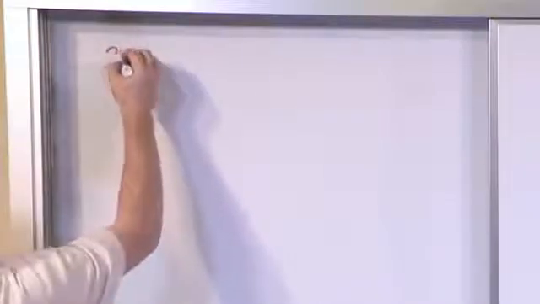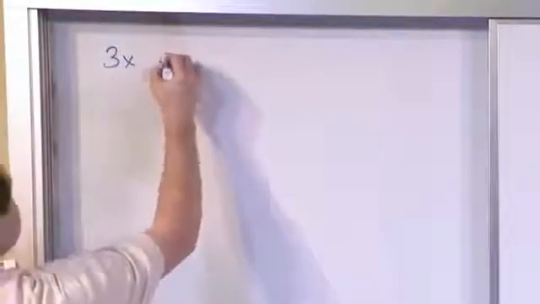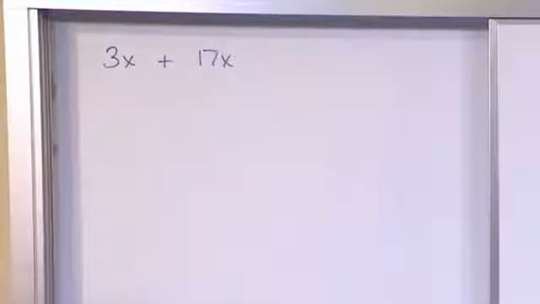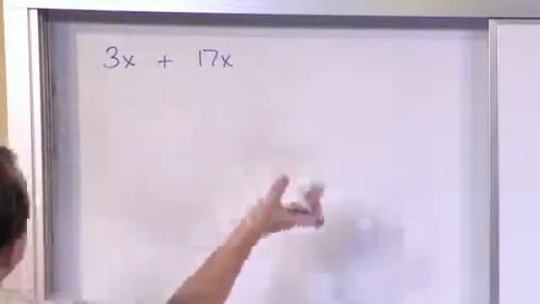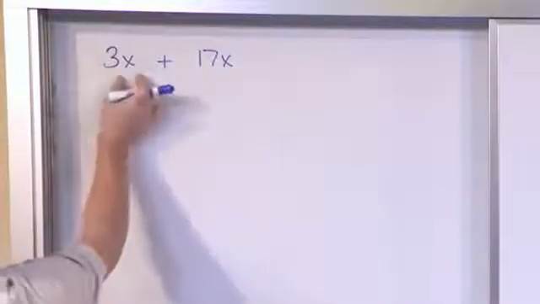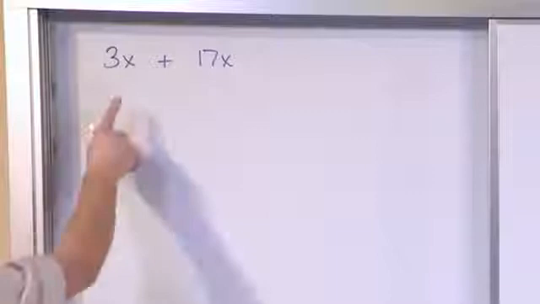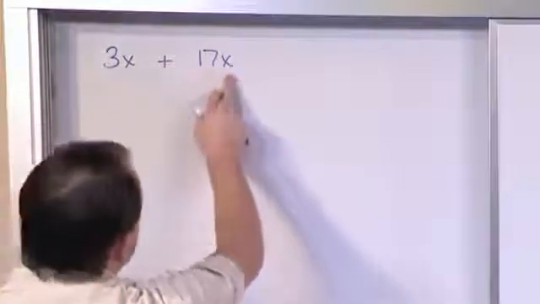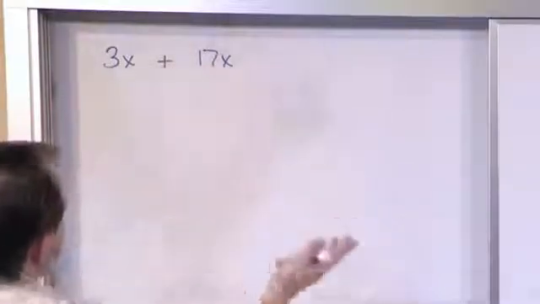So what if we had something that looked like this? What if you had 3x plus 17x? And I said, hey, we want to simplify this. How do we simplify this expression? Obviously, you have 3 times some unknown thing called x. We don't know what x actually represents. It could be any number in the world. Plus 17 times x. And again, x is some unknown number.